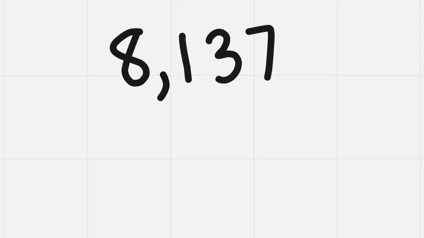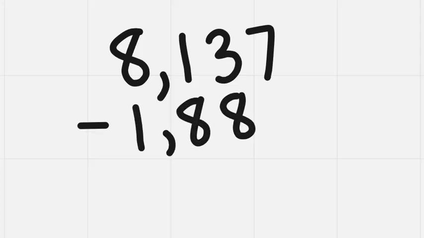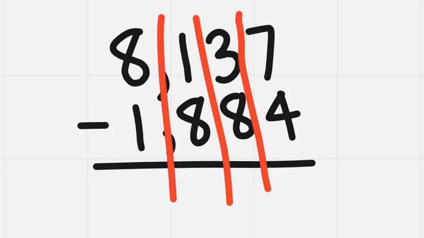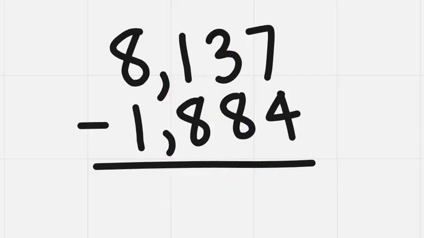8,137 minus 1,884. Let's subtract this together. If you'd like to try it on your own, you may pause the video. When you are subtracting larger numbers, you always want to ensure that your numbers line up by place value, so that way you're subtracting the correct numbers. You also want to ensure that you keep track of when you need to borrow. You always borrow when the big number's on the bottom.